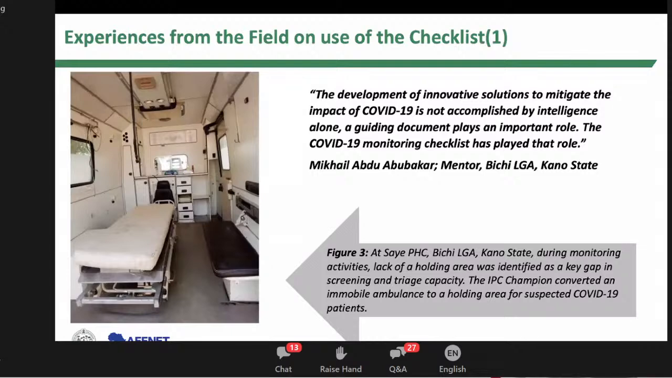Now, this picture was taken at an IPC in a PHC in one of the states. During the monitoring activities, lack of a holding area was identified as a key gap in screening and triage. So the IPC champion converted an immobile ambulance to a holding area for suspected COVID-19 patients.